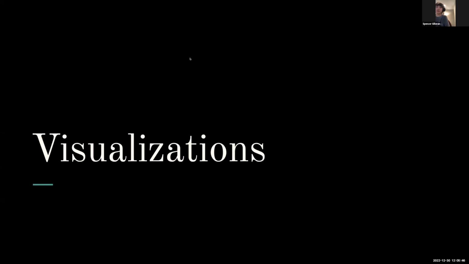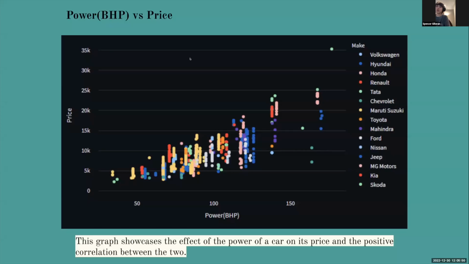This is also a little bit of our visualizations of our data. This shows the relationship between the power of the engine versus the price of it. As we can see, the more power that the engine has, the more expensive the car tends to get as it goes up.